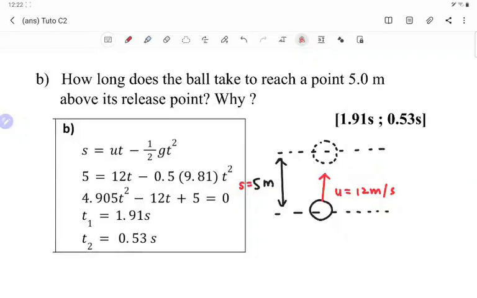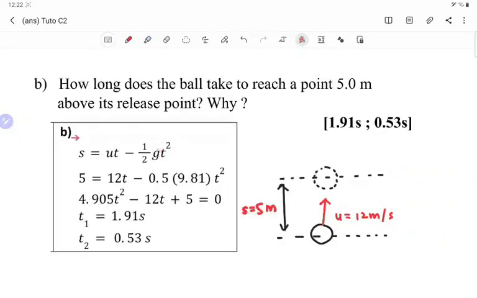Then you need to find T. Okay, jadi formula yang paling sesuai is S equals to UT minus half GT squared. S adalah 5, U is 12, G 9.81, and you can find T. Okay, here, why do you have two answers for this question?